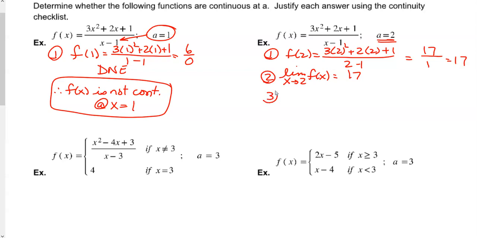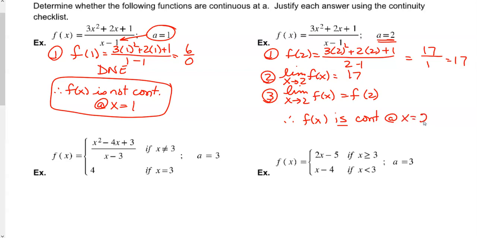And the third checklist means that I need to evaluate, is this number equal to that number? Well, all day long, 17 equals 17. So therefore, as I approach 2 of f of x, that is equal to f of 2. So therefore, those little 3 dots in a triangle mean therefore, f of x is continuous at x equaling 2, or when a equals 2. X and a, same thing. A is an x value.